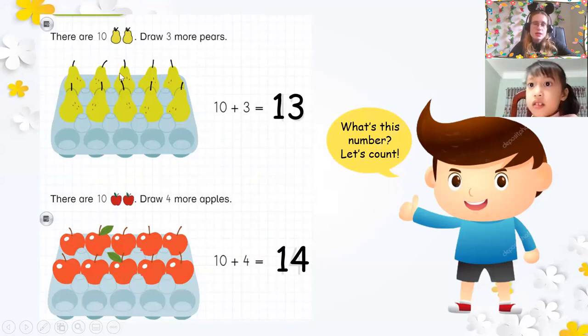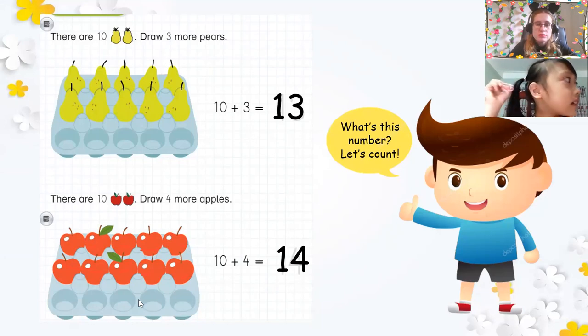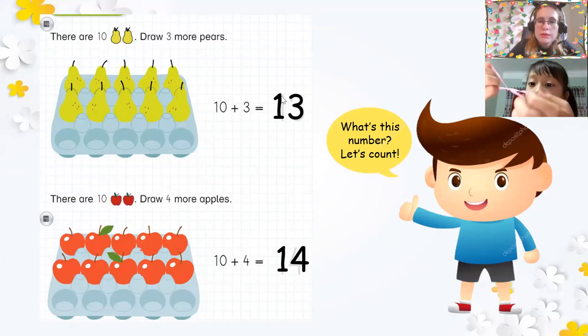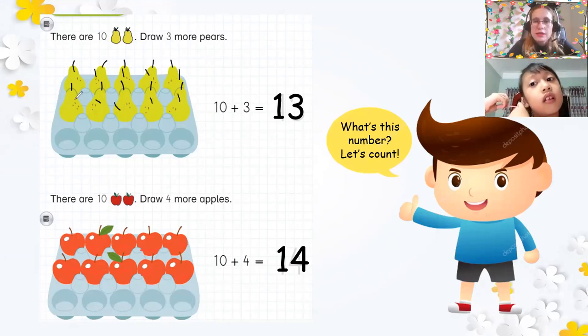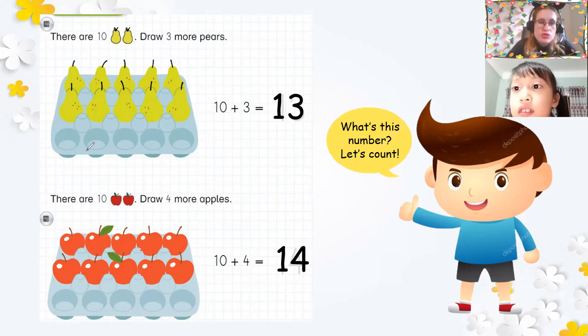There are 10 pairs. Draw 3 more pairs. Okay, so we need to add 3 more. Okay, so we need to add 3 more. Let's count. 1, 2, 3, 4, 5, 6, 7, 8, 9, 10. Yeah, there's 10 pairs. We need to add 3. So they say to us, we must draw them.